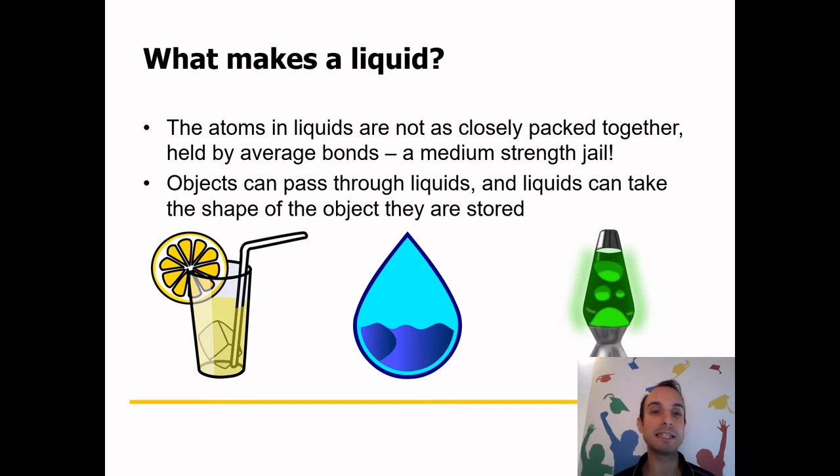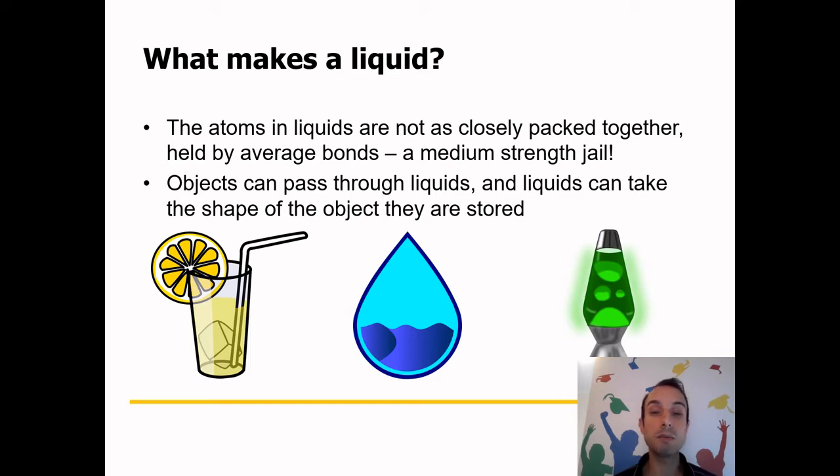No, for liquids, we can see examples of it in things like a glass. If you put a liquid into a glass and then into a different glass, depending on the shape of that glass, the liquid will take that shape. You can see it in lava lamps, like you see on the right-hand side. Again, it's taking up a different shape there so it fits in the lava lamp.